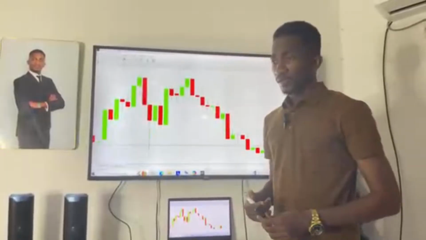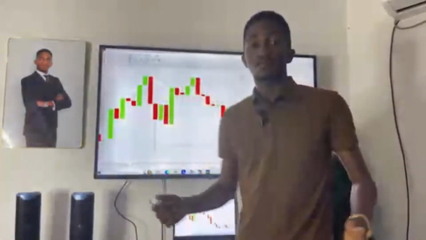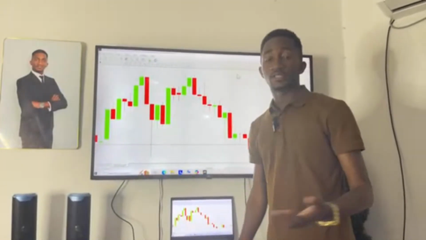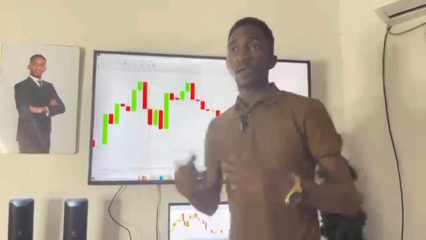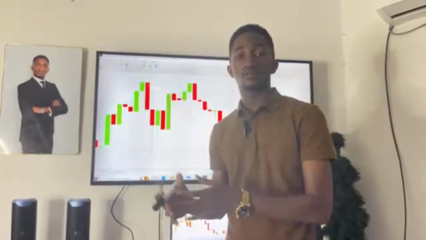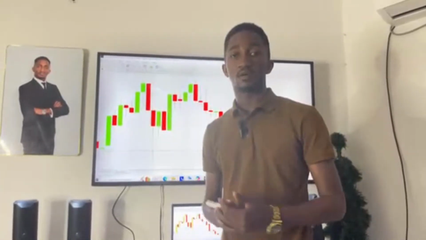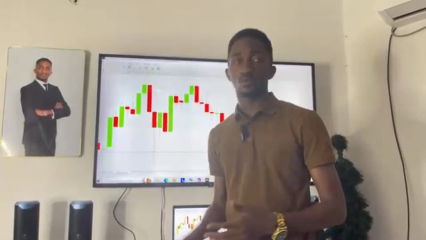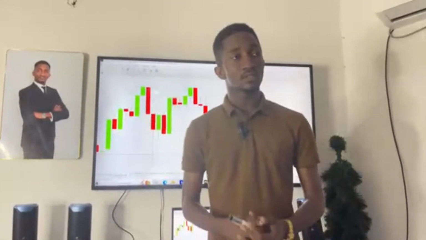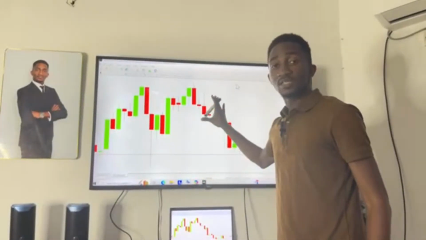Munehisa Homma is believed to be the godfather of candlesticks, a Japanese merchant. Back then in the 18th century, they used candlesticks to predict the price of rice. Later in the 19th century, it was brought to the West by Steve Nison. So today, we are going to talk about this candlestick.